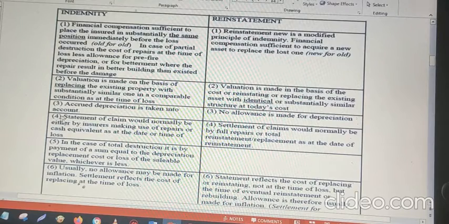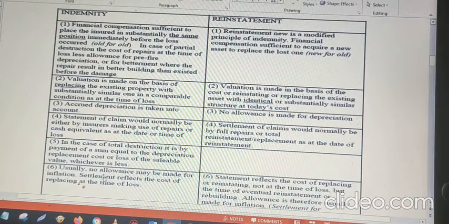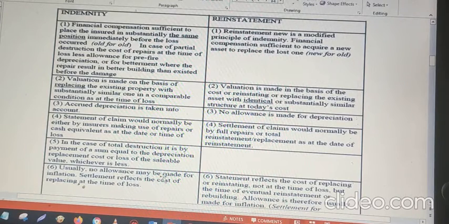4. Settlement of claim would normally be either by insurers making use of repairs or cash equivalent as at the date or time of loss. 4. Settlement of claims would normally be by full repairs or total reinstatement or replacement as at the date of reinstatement. 5. In the case of total destruction, it is by payment of a sum equal to the depreciated replacement cost or the loss of the saleable value after the incident, whichever is less. 6. Usually, no allowance may be made for inflation. Settlement reflects the cost of replacing at the time of loss.